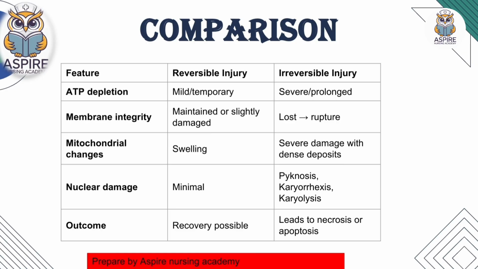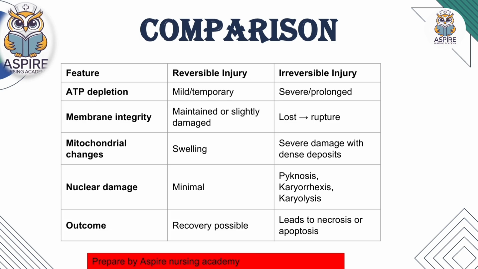1. ATP depletion. In reversible injury, ATP depletion is mild and temporary. The cell still has some energy to recover if stress is removed. In irreversible injury, ATP depletion is severe and prolonged. Energy production is completely lost, and the cell cannot function.